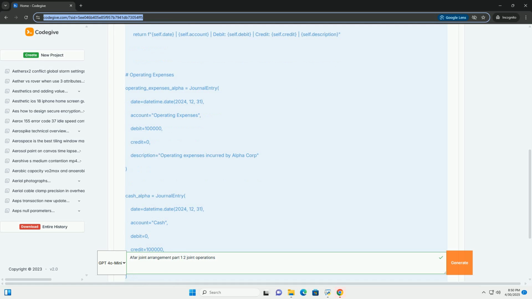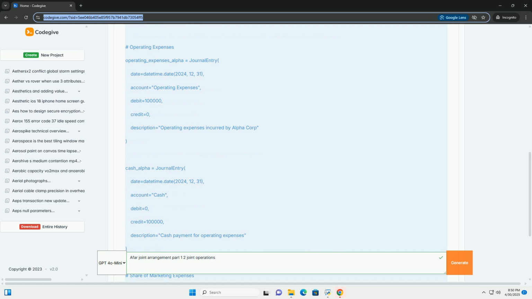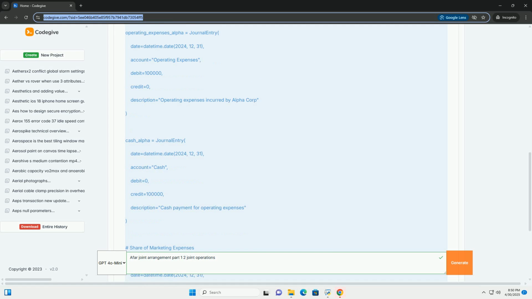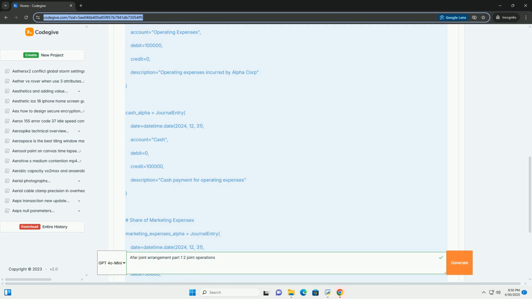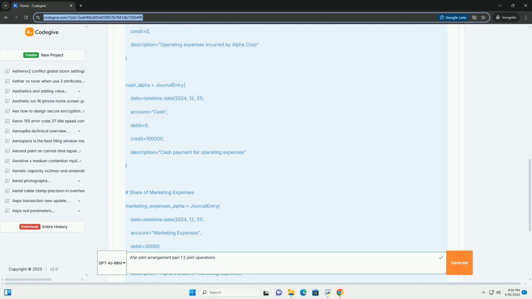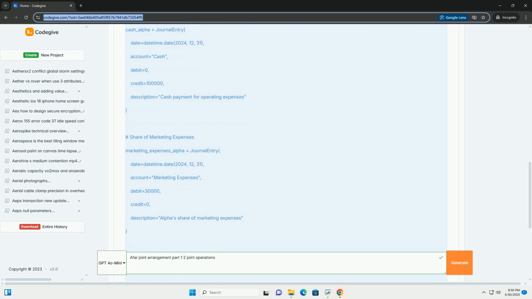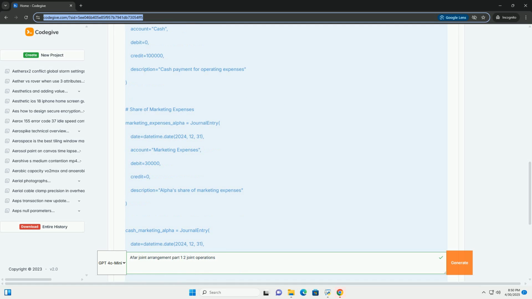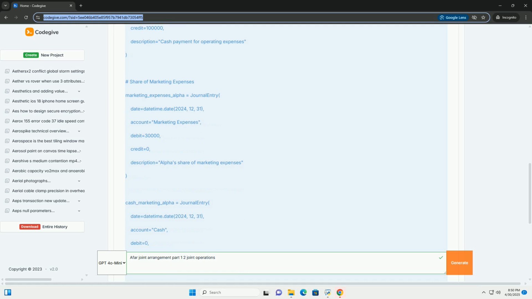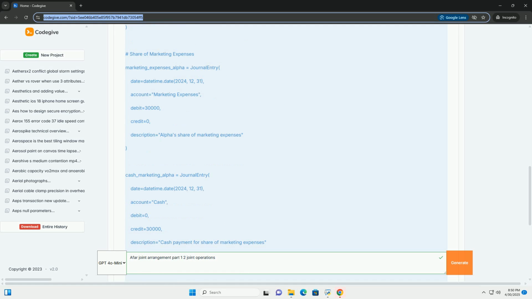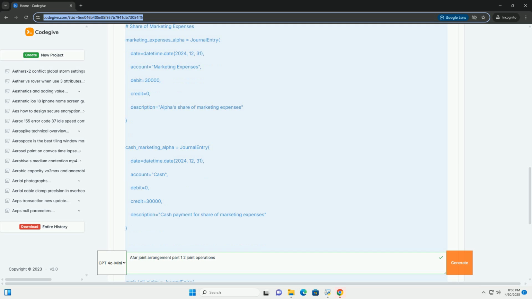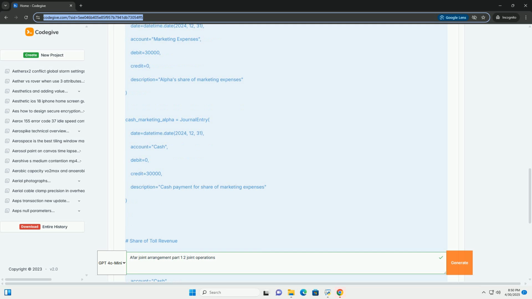What are joint arrangements? Joint arrangements are arrangements in which two or more parties have joint control. Joint control is the contractually agreed sharing of control of an arrangement, which exists only when decisions about the relevant activities, those activities that significantly affect the returns of the arrangement, require the unanimous consent of the parties sharing control.